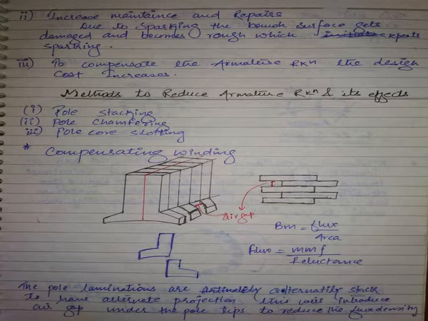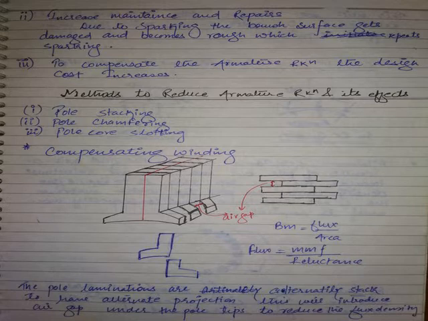Pole chamfering is a process which is similar in both AC generator and DC generator, but the purpose of pole chamfering is totally different in both cases. Pole chamfering means maintaining minimum reluctance at the center of the pole along the polar axis, and as you go towards the pole tips, reluctance will increase. Observe, reluctance means air gap. Air gap is minimum at the center, air gap is maximum at the tips.